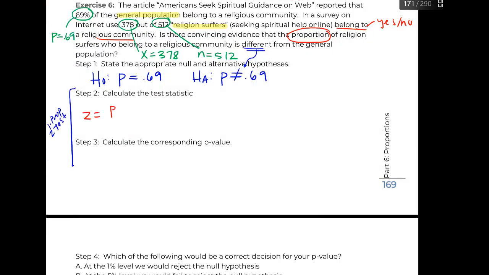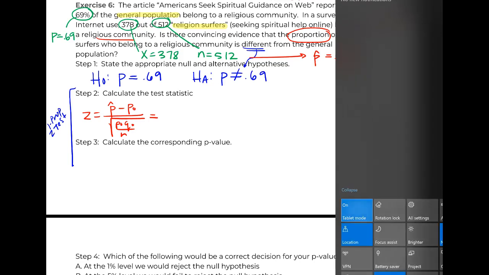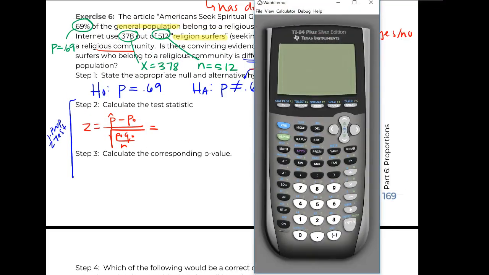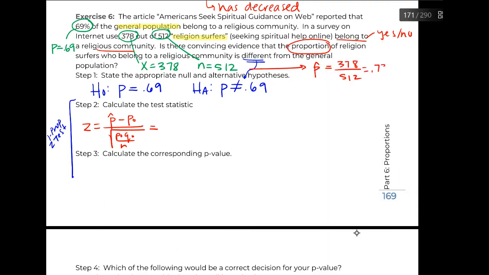Z is equal to P hat minus our P naught all over the square root P naught Q naught over N. So we need to figure out our P hat, right? That takes a little bit of work. 378 divided by 512. Let me bust out my calculator. 378 divided by 512. Looks like we have 73.83. And remember, when you want to keep your 4 decimals, otherwise you're going to end up with a z-score that's significantly different than what it should be.